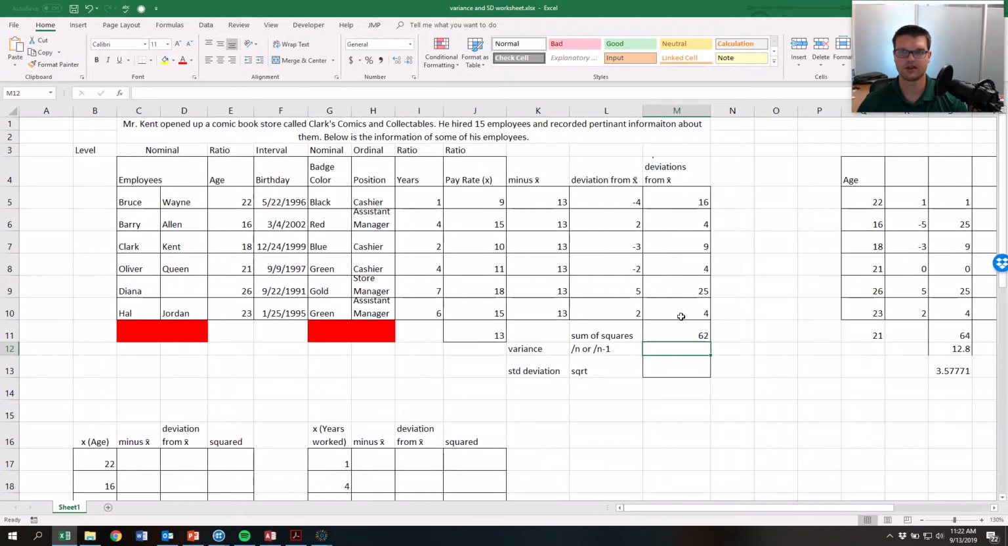You add all of these up together, and so this is also otherwise referred to as the sum of squares, because it's the sum of the squared deviations from the mean. The sum of the squared deviations from the mean equals the sum of squares.